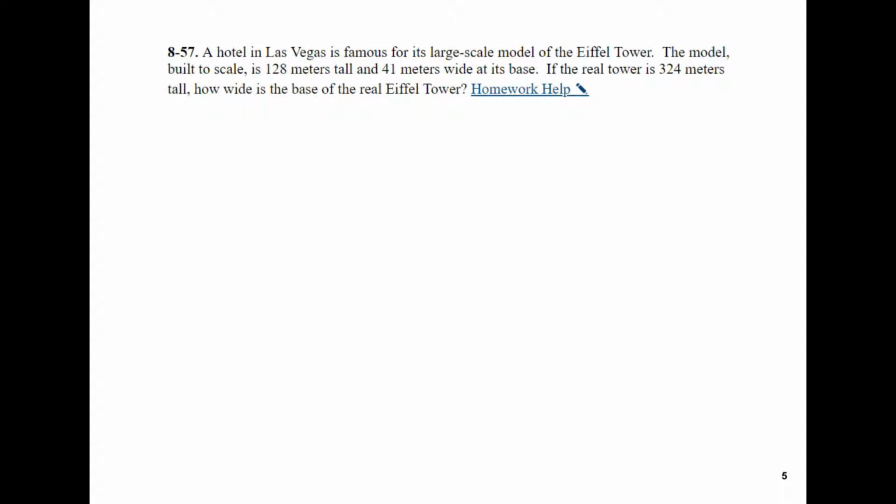8-57 says a hotel in Las Vegas is famous for its large-scale model of the Eiffel Tower. The model built to scale is 128 meters tall and 41 meters wide. If the real tower is 324 meters tall, how wide is the base?